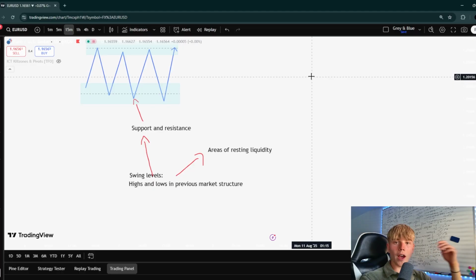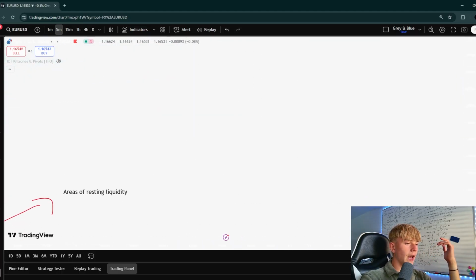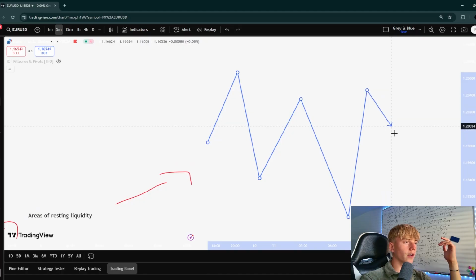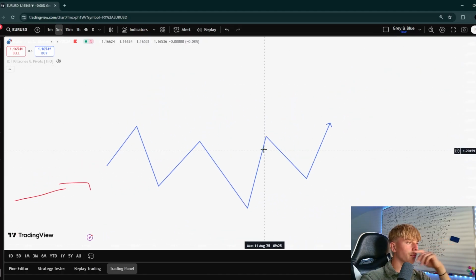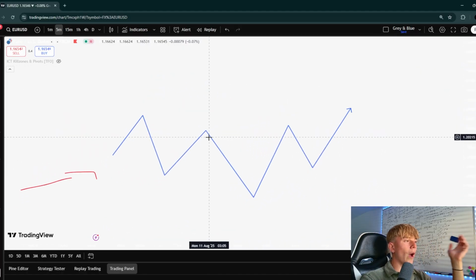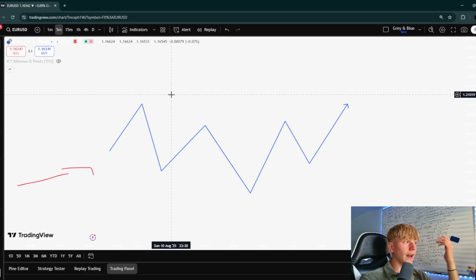Let's move on to what I trade, and I trade areas of resting liquidity. So let's say we had market structure like we drew earlier, and it consisted of highs and lows. So price came up, we're kind of going in a range, and we create some choppy price action like so. Where are the key levels going to be, and how do I draw them out?